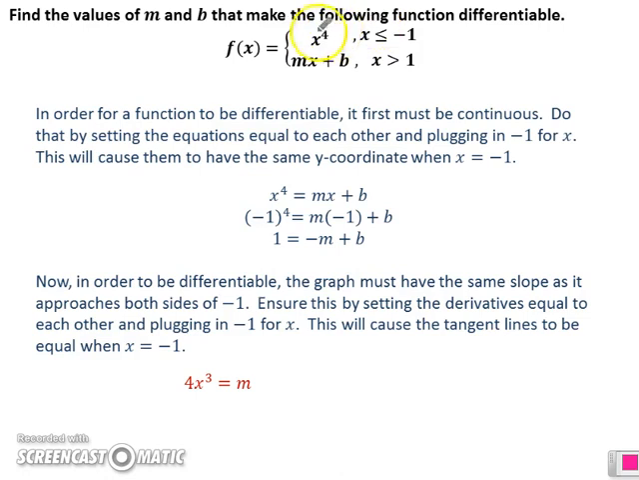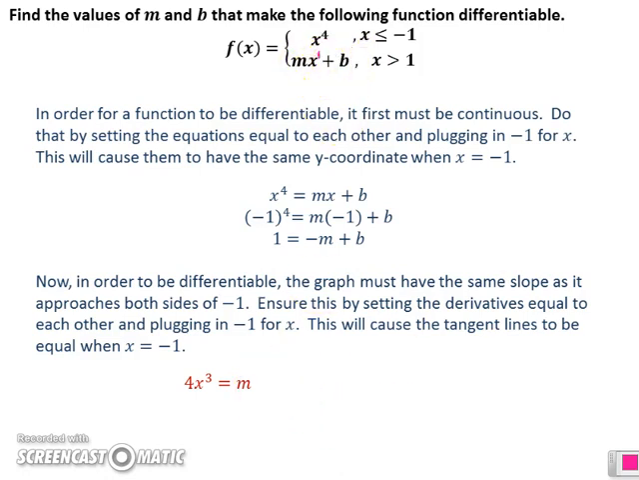So find the derivative of each one. This will be 4x cubed. And then this is x to the first power. m and b are numbers, they're constants. So it'll be 1 times m and then x to the 0 power. And then this is a constant. The derivative of a constant is 0. So the derivative of the bottom one is just m.